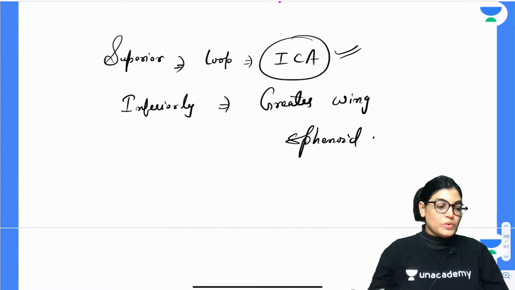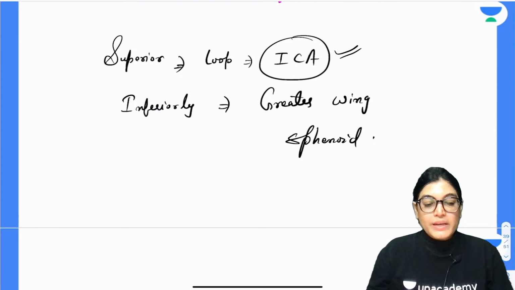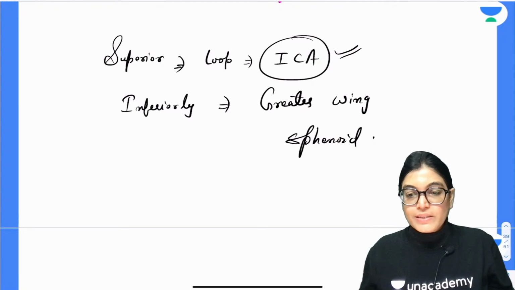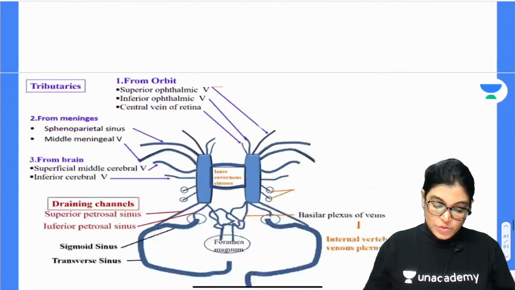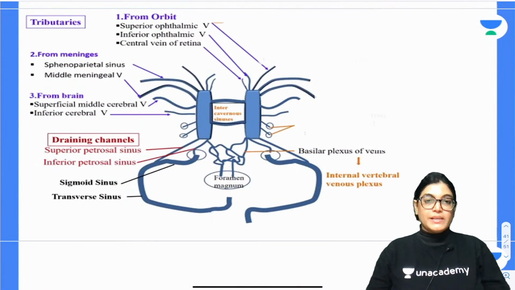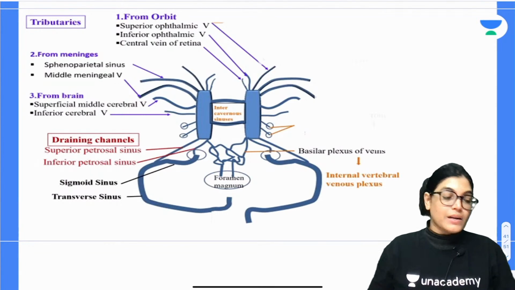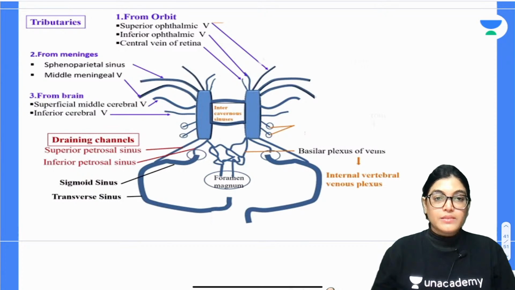Thereafter, I would like to show you a diagram where you can appreciate the tributaries and the communications of the cavernous sinus. Let me show you a diagram for this. So, yes, my dear aspirants, if I talk about the cavernous sinus, from where are the sources, from where is it draining the tributaries.